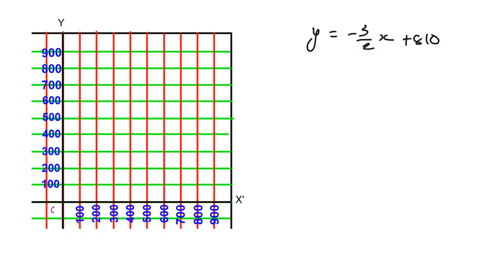Now what is the meaning of y-intercept? That I just explained, right? So I need to find 810 on y-axis. So 810 on y-axis is about over here, right? 810. Now what is the meaning of slope?